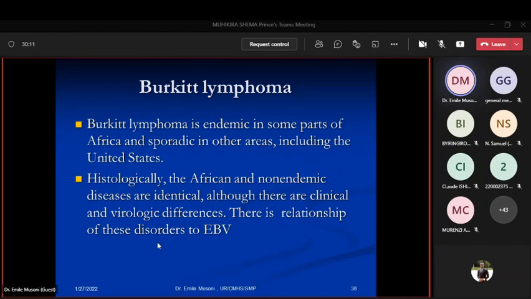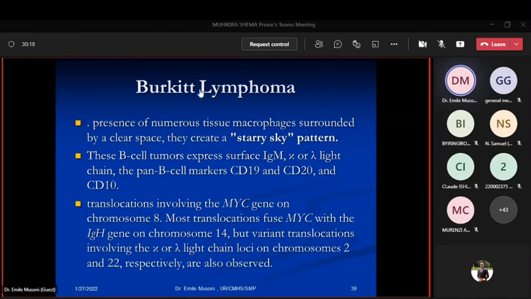There is a relationship of these disorders with EBV, Epstein-Barr virus. Most of the time, it is the main cause of Burkitt lymphoma. There is the presence of numerous tissue macrophages on the microscope, surrounded by a clear space, what they call the starry sky pattern. This is the characteristic of Burkitt lymphoma. These are B cells, expressing IgM, kappa and lambda light chain, pan B cell marker CD20 and CD10. The most characteristic of Burkitt lymphoma is CD10.